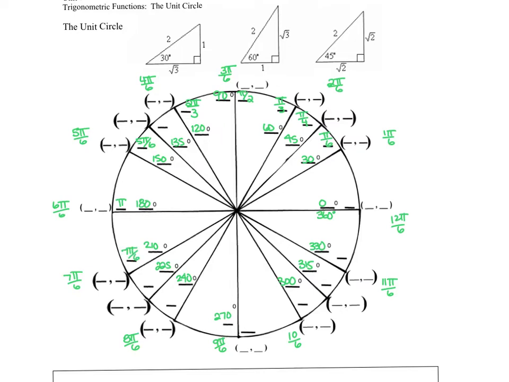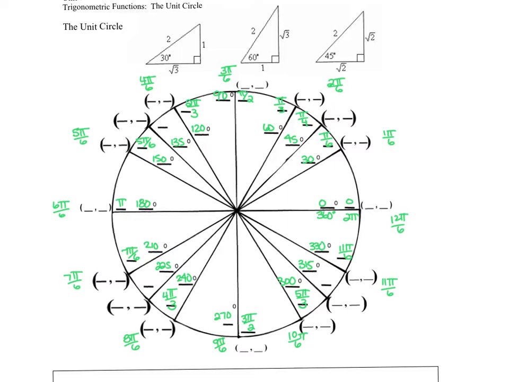8 pi over 6 reduces by 2 to 4 pi over 3. 9 pi over 6 reduces by 3 to 3 pi over 2. And 10 pi over 6, I skipped that, I should have a pi there, reduces by 2 to 5 pi over 3. And then 11 pi over 6 does not reduce. And finally, 12 pi over 6 reduces to 2 pi. And I forgot to put my 0 radians for when I started.